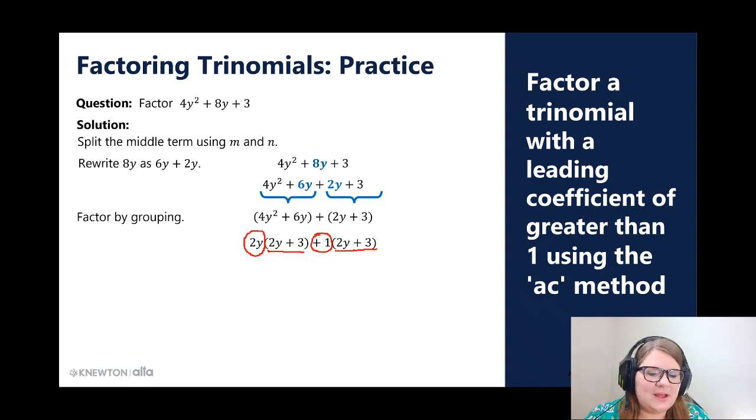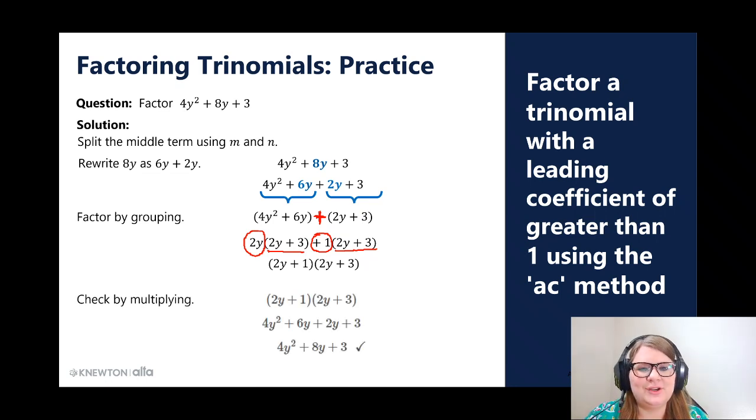Also, something I see a lot is people just forget to write this plus right here. Don't forget the plus in between the parentheses. Very important. All right, so once we pull the 2y plus 3 out of both terms, we're left with that 2y plus 1. We now have our factored form. As usual, check it by multiplying. Make sure it comes out to the same thing you started with.